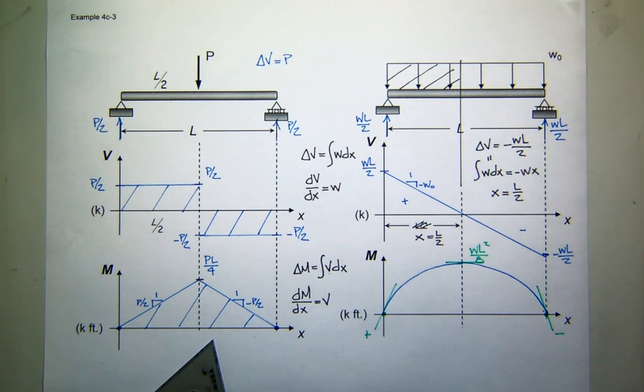What's the maximum moment? WL squared over 8. And where does it occur? Right in the middle. So any questions about that? We'll just keep this up as we move forward.